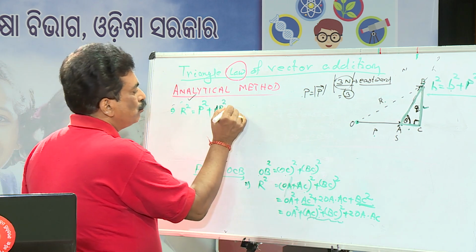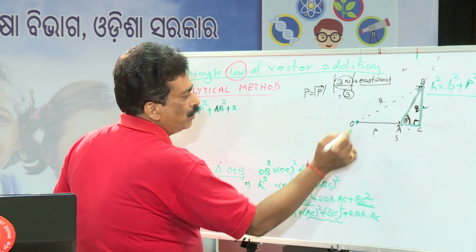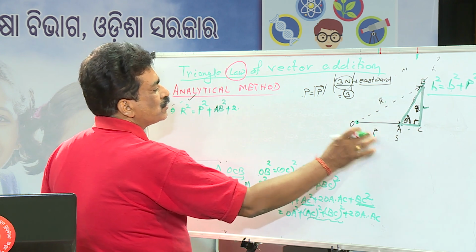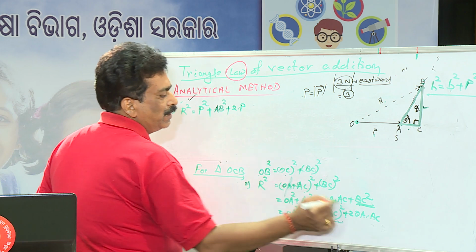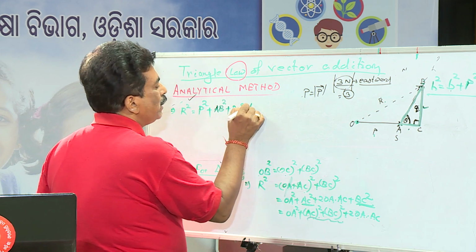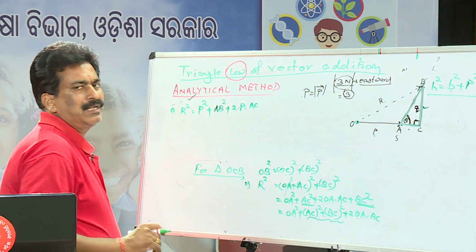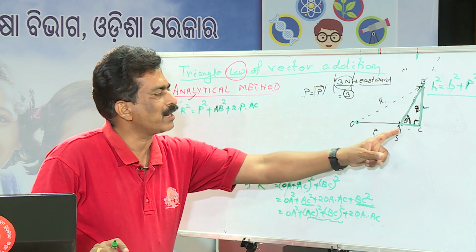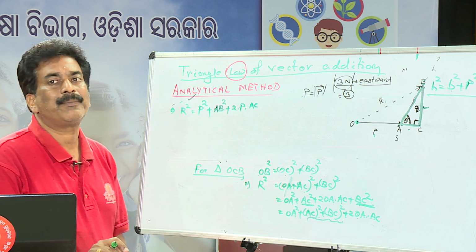Next comes here the 2 OA. Which one is the OA? The magnitude of the first vector, which is P. So that is P. Then here the AC, not air conditioner, that is AC. It is one of the lengths which we have drawn.